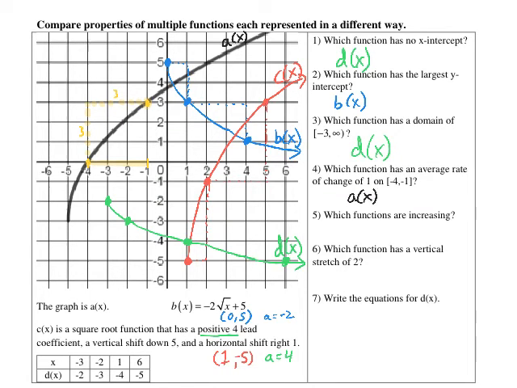Now, this one was a little overly easy because they actually gave you the only one in the interval. If we said a different interval, you'd have to check them all. Like if I went from 1 to 3, you'd have to check all of them. So be careful on that.